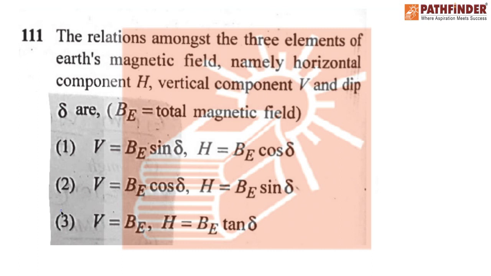Relations amongst the three elements of Earth's magnetic field, namely horizontal component H, vertical component V, and the dip angle delta. Okay, so we all know the picture. This is the horizontal component BH. This is the vertical component BV. This is the net magnetic field, the resultant of them, and this angle is delta. So from here you can easily determine, B is the total magnetic field. So of course you can say option number 1 is the correct one. Vertical component V is equal to B sin delta, and horizontal component H is equal to B cos delta. So option number 1 is the correct one.